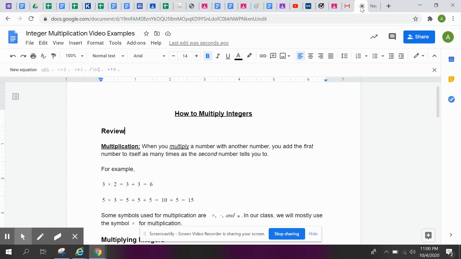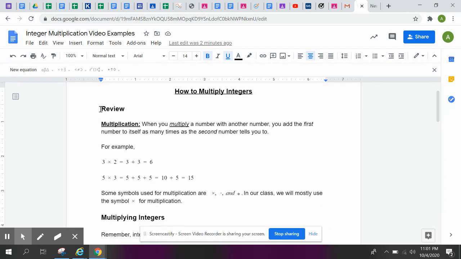Hello, scholars. Today we're going to go through a little lesson on how to multiply integers. So feel free to take notes, get a pencil and a piece of paper ready, and take some notes along with me if you'd like to. I'll make sure to give you a lot of opportunities to pause and take notes as we go.